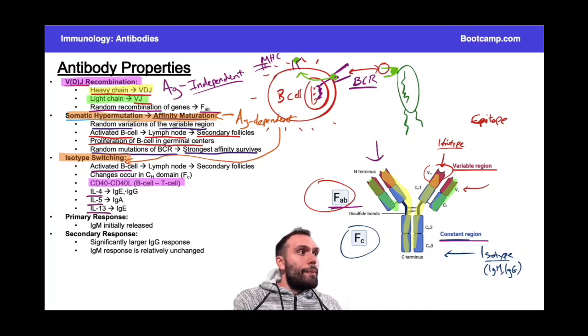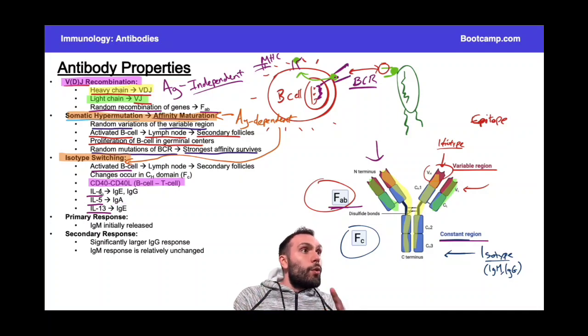If we want to make IgE antibodies, we might see interleukin 4 and interleukin 13 being released. If we want to make IgA antibodies, we might see interleukin 5. So again, you want to remember these specific cytokines as they're particularly high yield to note in this isotype switching.